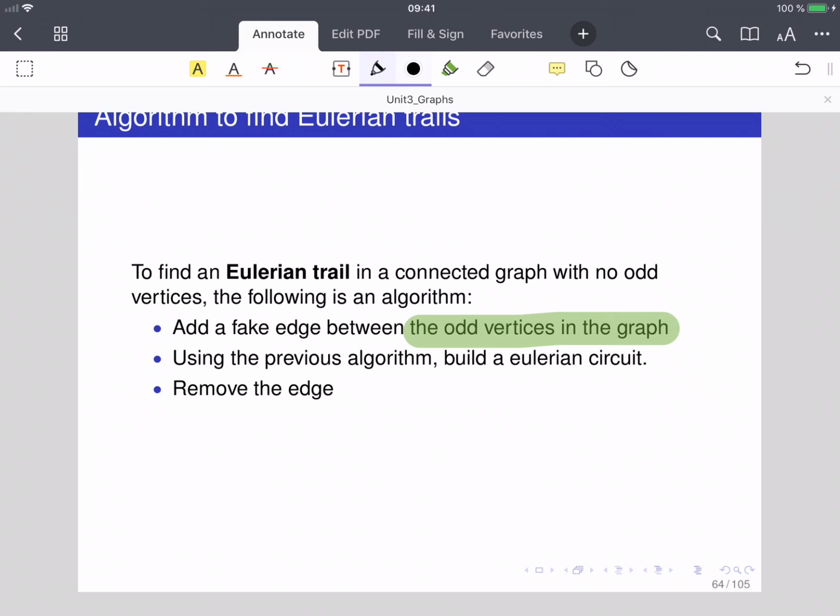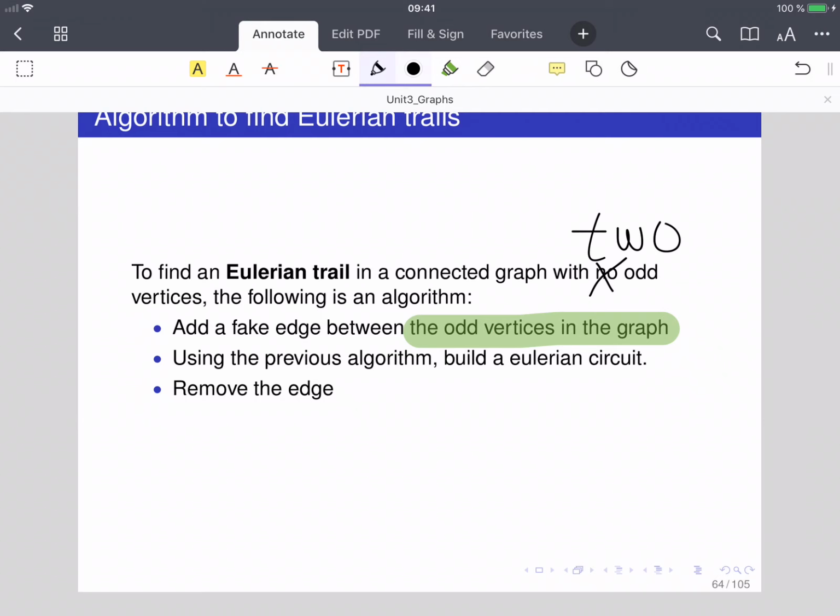This should be a connected graph with two odd vertices. Okay, be careful with this. So we have a connected graph with two odd vertices. Okay, so now we have an algorithm to find the Eulerian path or Eulerian trail in this graph.